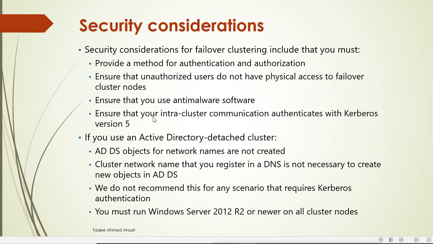Then ensure that your intra-cluster communication authenticates with Kerberos version 5. That is what we use in Windows Server 2016. Kerberos protocol version 5 is a protocol used for authentication. Now if you use an Active Directory detached cluster, we now have the option to configure the cluster without Active Directory. So if we are not using Active Directory, we are just using Windows Server 2016 to configure the cluster, we can do that. It is called an Active Directory detached cluster, which does not depend on Active Directory at all. If we use this, then ADDS objects for the network names are not created.